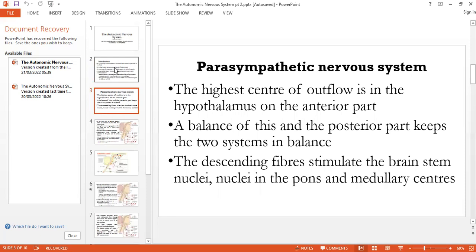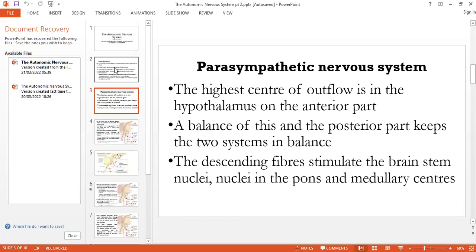So now let's start looking at the parasympathetic nervous system. The highest center of outflow is in the hypothalamus on the anterior part. A balance of this and the posterior part keeps the two systems in balance. The descending fibers stimulate the brainstem, nuclei in the pons, and the medullary centers.